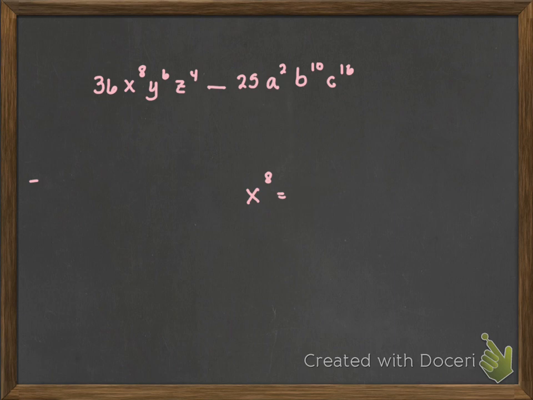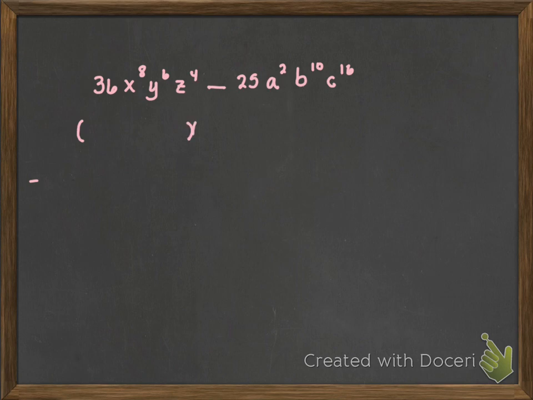All right, so we're going to use that to see if this, in fact, is the difference of perfect squares. Everything has to be a perfect square, or the rule of difference of perfect squares does not apply. So 36 is a perfect square. X to the 8th is a perfect square because 8 is an even number. Y to the 6th is a perfect square because 6 is an even number. Z to the 4th is a perfect square because 4 is an even number. Same with the A, the B, and the C. So I know that I've got a difference of perfect squares.